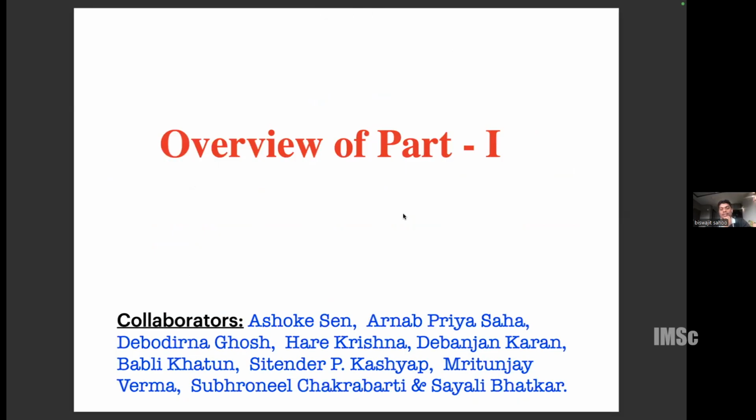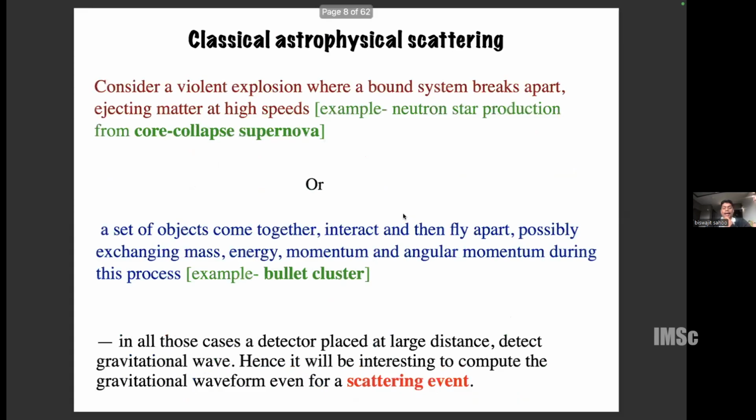So the first part is basically deriving gravitational waveforms from scattering amplitude techniques. These are a set of works I did with the collaborators whose names are listed here. Let me first give the basic classical questions which we would like to answer before using the S matrix. So for example, consider a classical astrophysical scattering event.